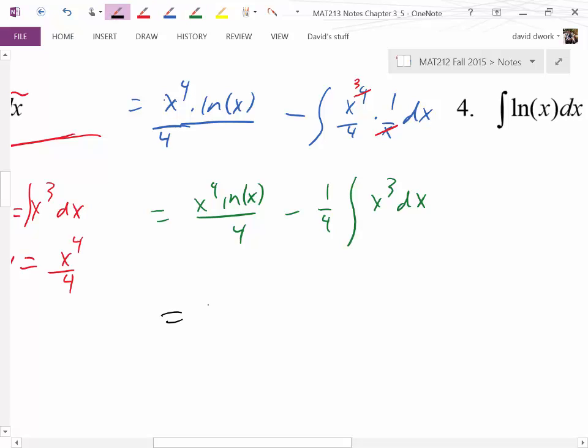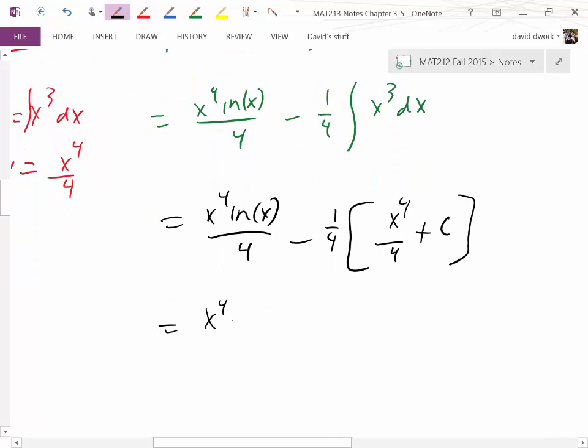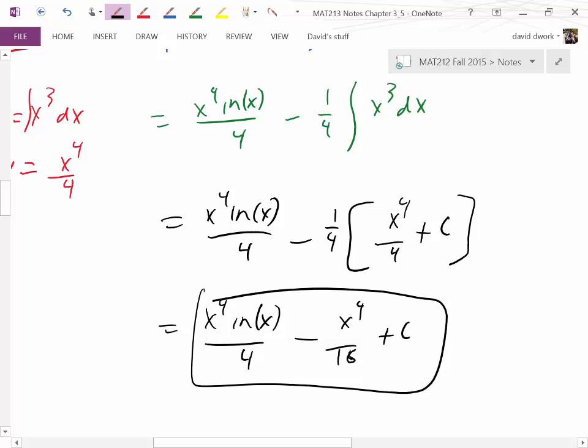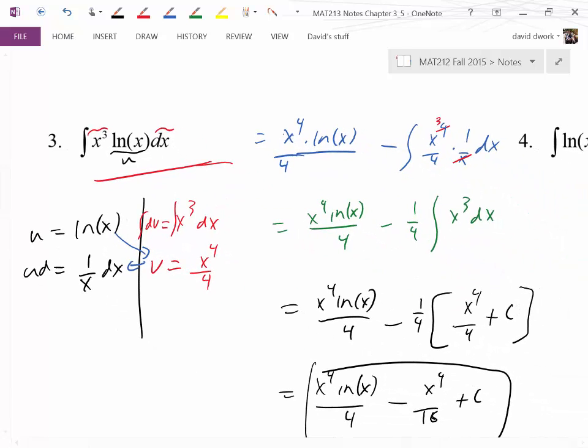We can just simply say this chunk on the outside just comes along for the ride, minus 1/4 times the integral of x cubed, which is x to the fourth divided by 4, plus c. So therefore, the answer is x to the fourth times the natural log of x divided by 4, minus x to the fourth over 16, plus c. There we go. Not too bad. So the power of integration by parts is pretty cool. It's pretty neat.